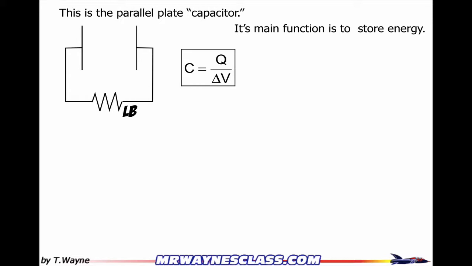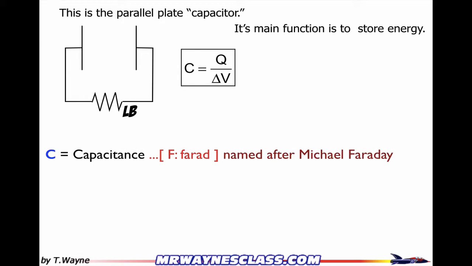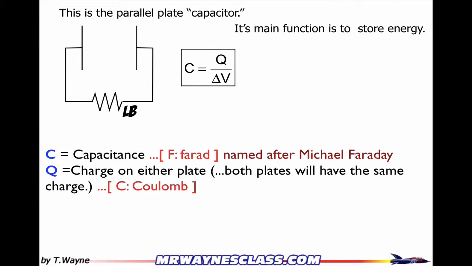Now, capacitance is defined as the ratio of charge to the potential difference. That's delta V, and the potential is measured in units called volts. So C is the capacitance, measured in farads, named after Michael Faraday, who we're going to talk about later. Q is the total charge on the capacitor. That's the charge on either plate.